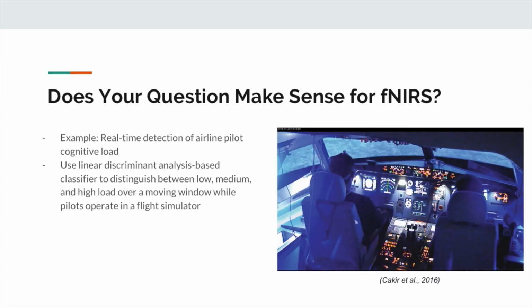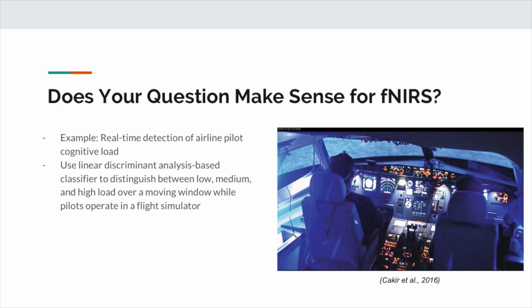An example of that from the fNIRS world is this study where they did real-time detection of airline pilot cognitive load. They used a linear discriminant analysis-based classifier to distinguish between low, medium, and high cognitive load over a moving window while pilots were operating in a flight simulator. And I like this study because it really harkens back to that first ear pulse oximetry goal of knowing when a pilot is doing things that are potentially dangerous.